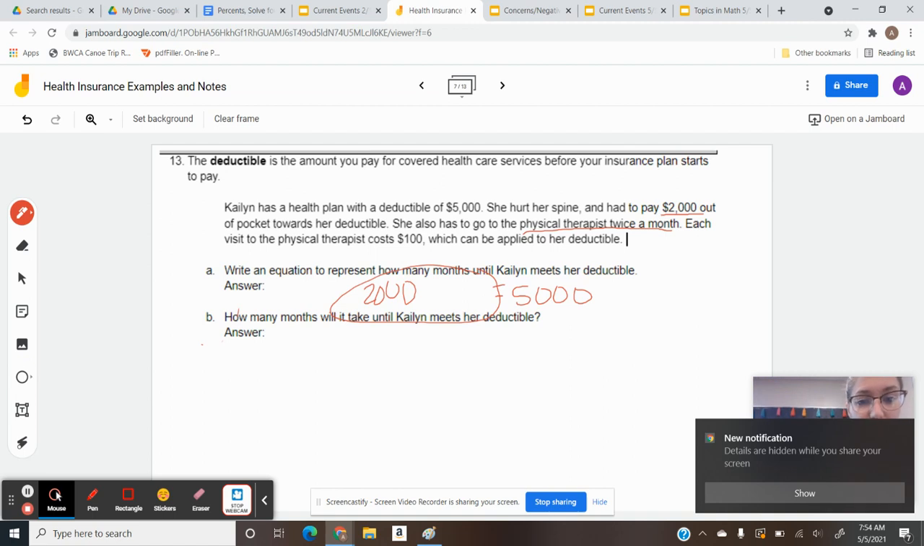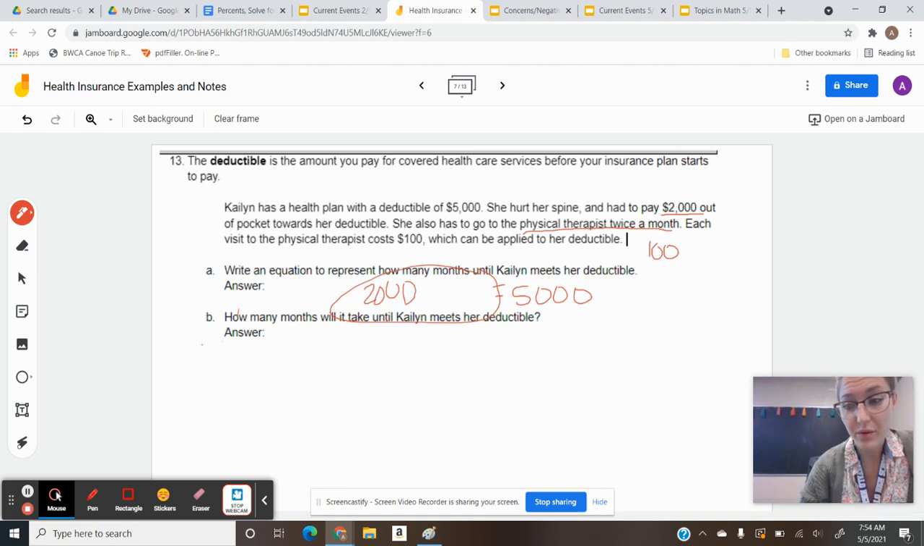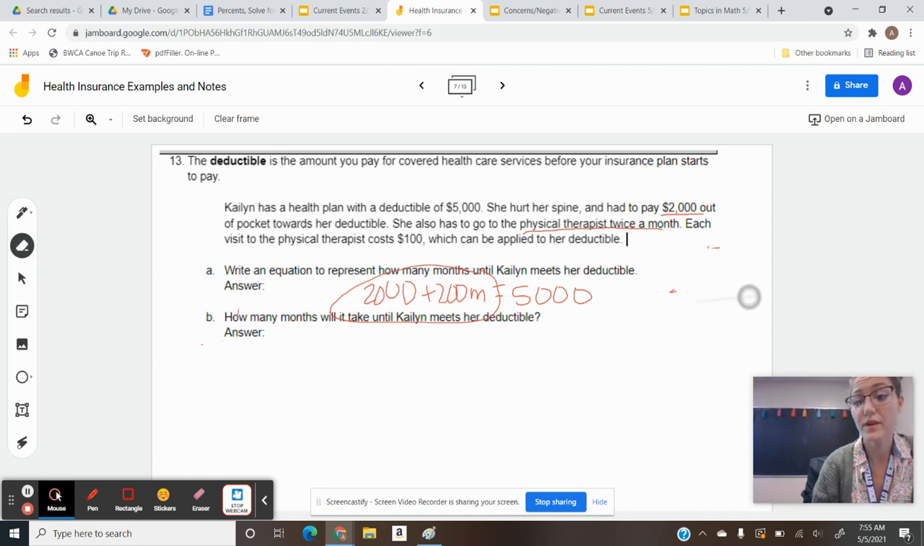Each visit to the physical therapist costs $100. So she's paying $100 per visit, but we already know that she's going twice a month. So if we figure out the cost for each month, it would be $200 per month. We're going to add that onto her bill. She's spending another $200 per month, so we'll take that times however many months she has. So that's our equation: 2,000 plus 200M equals 5,000. We're adding up that $2,000 plus the $200 per month that she spends on the physical therapist to figure out how many months it would be until she meets her deductible.